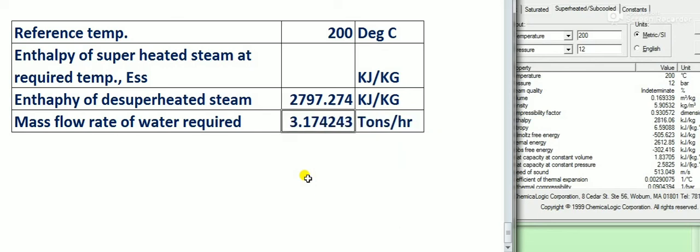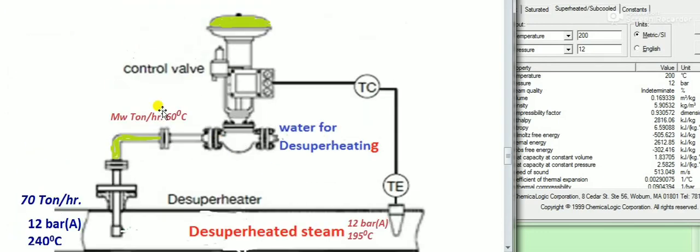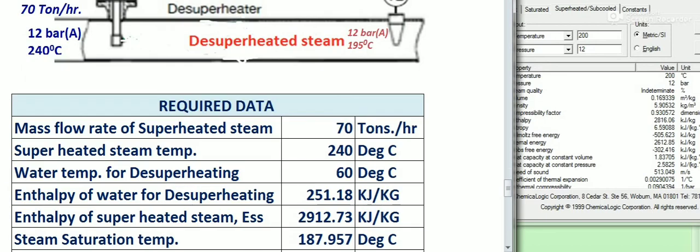So this is 3.17 tons of water required for desuperheating in order to achieve the saturation state; we will get saturation after adding this water. So 3.17 tons of water will go through this control valve to maintain this temperature. Okay, thank you.